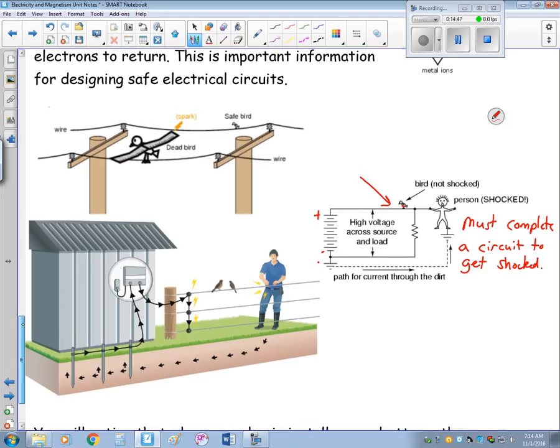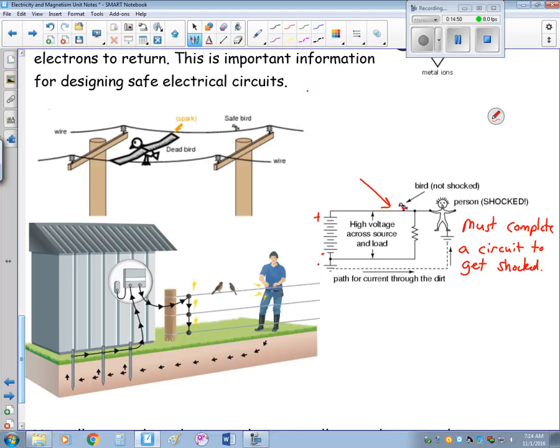If I take a look at this next example right here, here we see a bird that's safe because it's only touching one wire, and here we see an unfortunate bird because that bird is connecting two wires. Generally, when we see these two wires, electricity might be flowing one way through one wire and another way through a different wire. We'll talk briefly about how houses are wired so that we can figure that out. But that bird's providing a path. Sometimes you see squirrels doing the same thing.